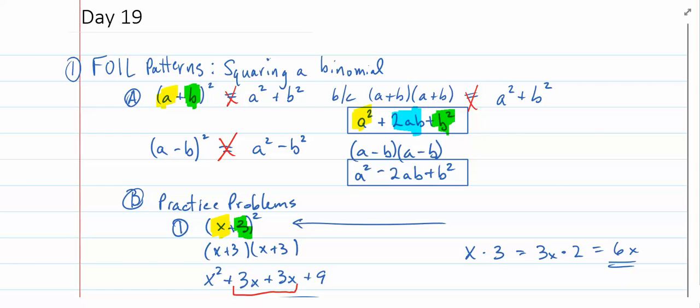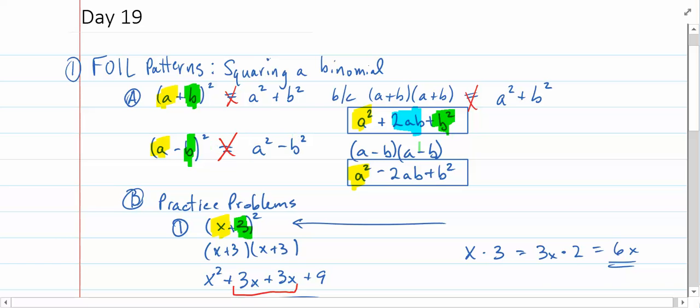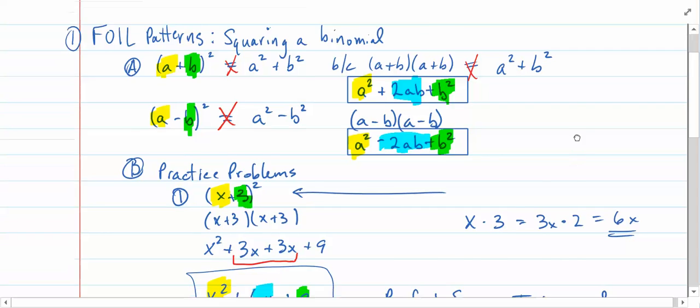Well, what we're looking for is the first number squared. The second number from our binomial must also be squared with a positive sign. And the middle term must be 2 times the product of our first and second term.